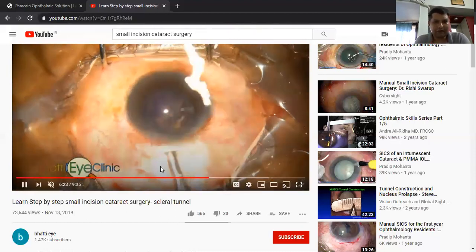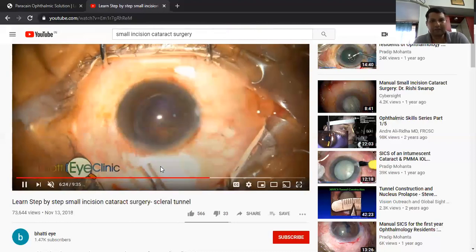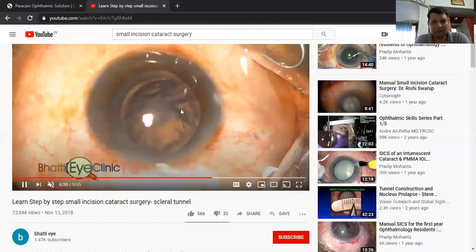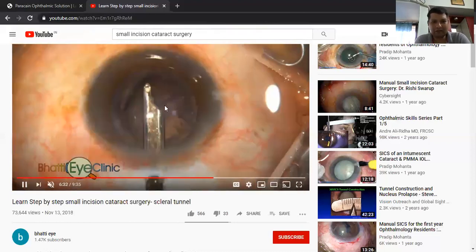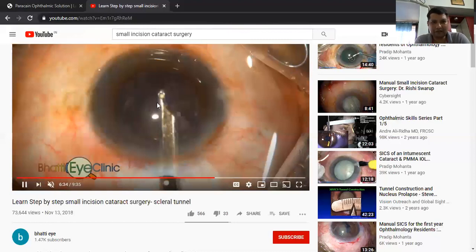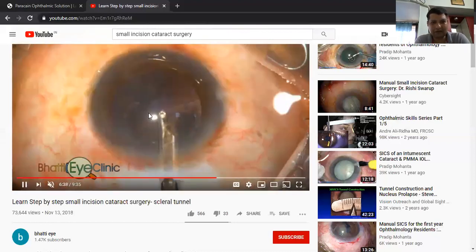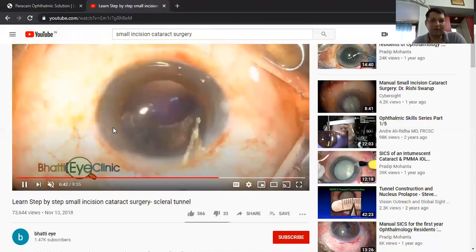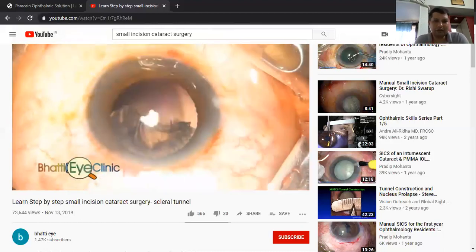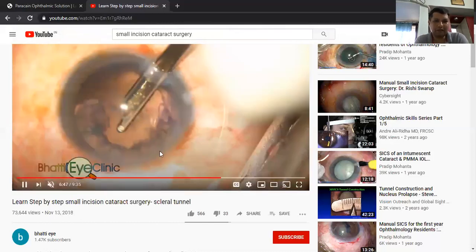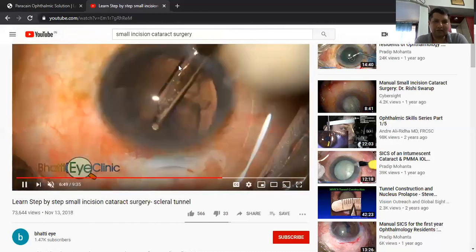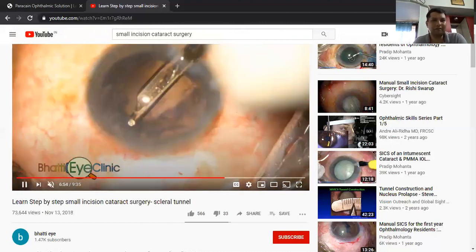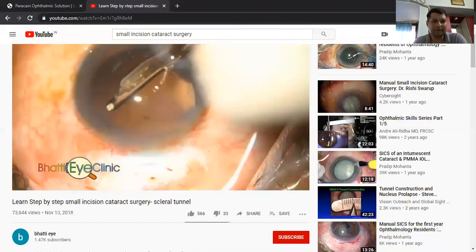Now please note that the magnification is increased. We have zoomed it because we want to see the cortex minutely. It requires more magnification. So with the help of Simcoe's two-way irrigation and aspiration cannula, we are removing the cortex. Now the superior cortex cannot be removed by the superior incision. So we are using the inferior, this side port incision to remove the superior cortex, or it is also called as sub-incisional cortex, right?